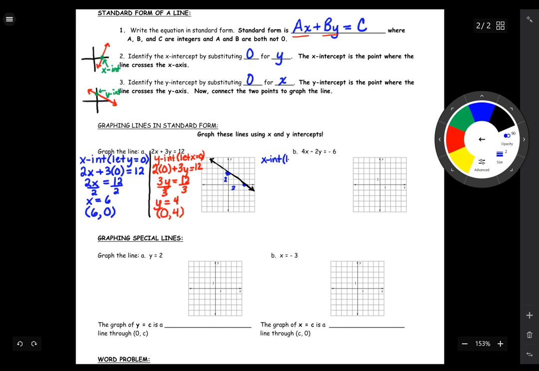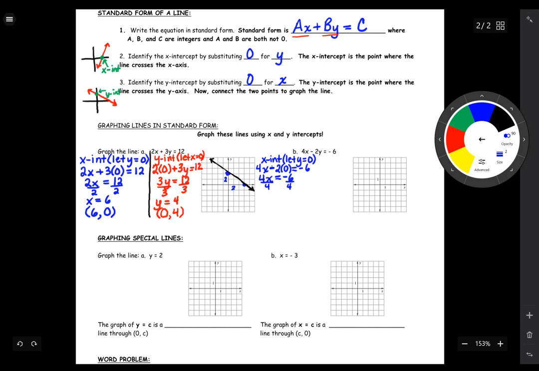Let y equal 0. And so that would be 4x plus, or I'm sorry, minus, it's a minus right there, 2 times 0 equals negative 6. 4x, 0 times anything is 0, so you just ignore it. Divide by 4.